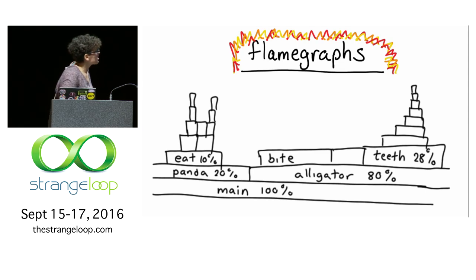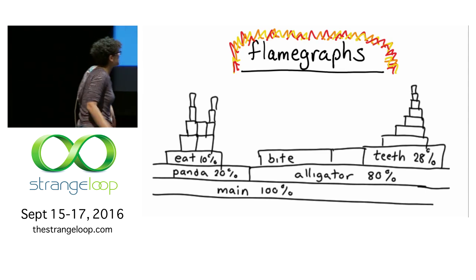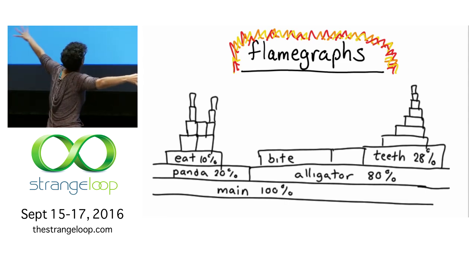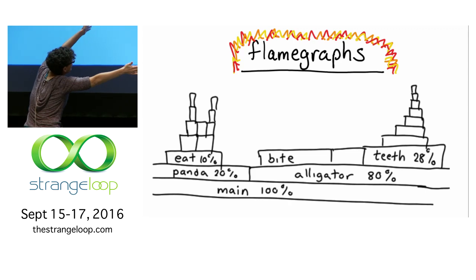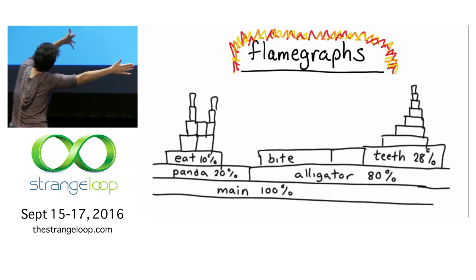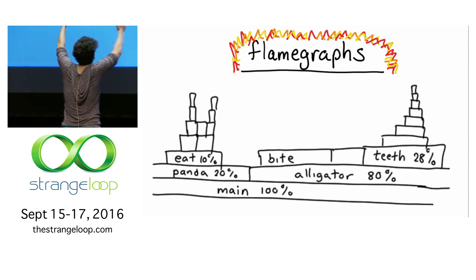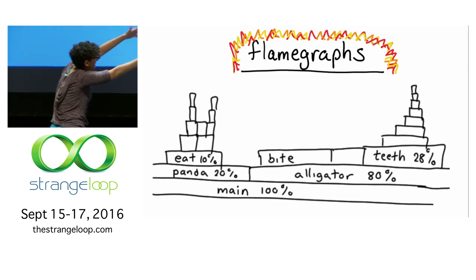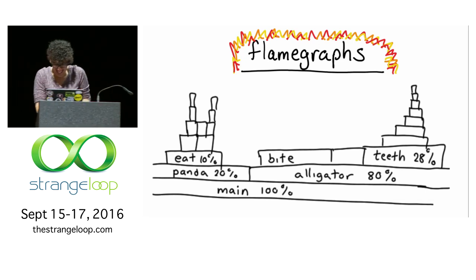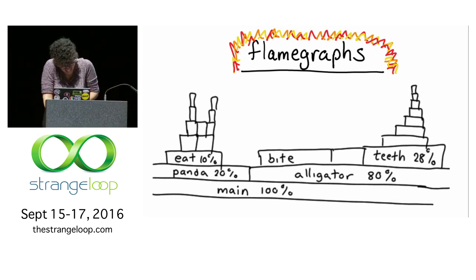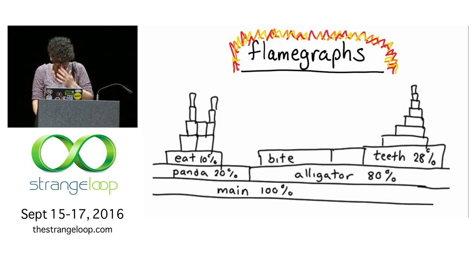I tried to sketch this out a little more here with this hand-drawn flame graph. So you can imagine you spend all of your time in main, and then 20% of the time you go over to the panda function, but 80% of the time you go to alligator, and pandas, like, and then again 10%, half of that is eating, and then anyway, 28% teeth. It's supposed to be a helpful diagram. I don't know.